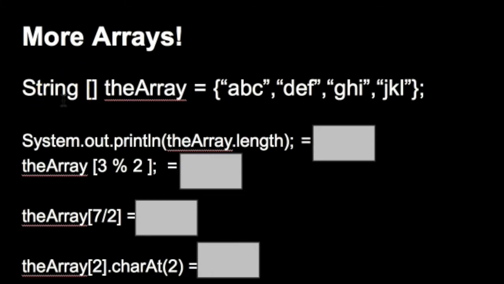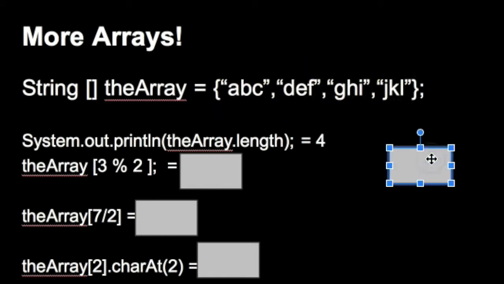So here what we're doing is setting a string array. String array the array is equal to, in quotes, ABC, comma, DEF, comma, GHI, comma, JKL. And like you see, every element of an array is separated by a comma. And so if we say System.out.println the array.length, obviously it's very self-explanatory. We can just say 1, 2, 3, 4, and this will print out 4.